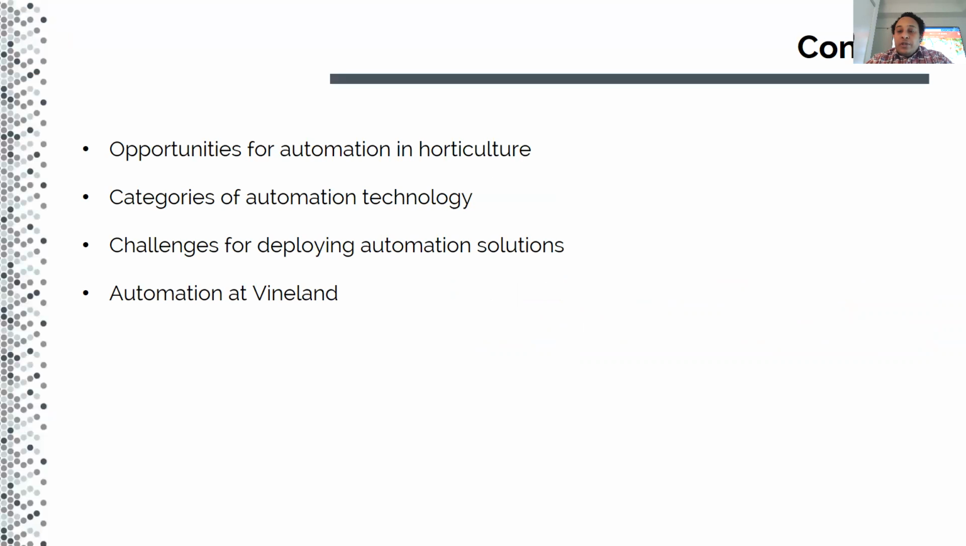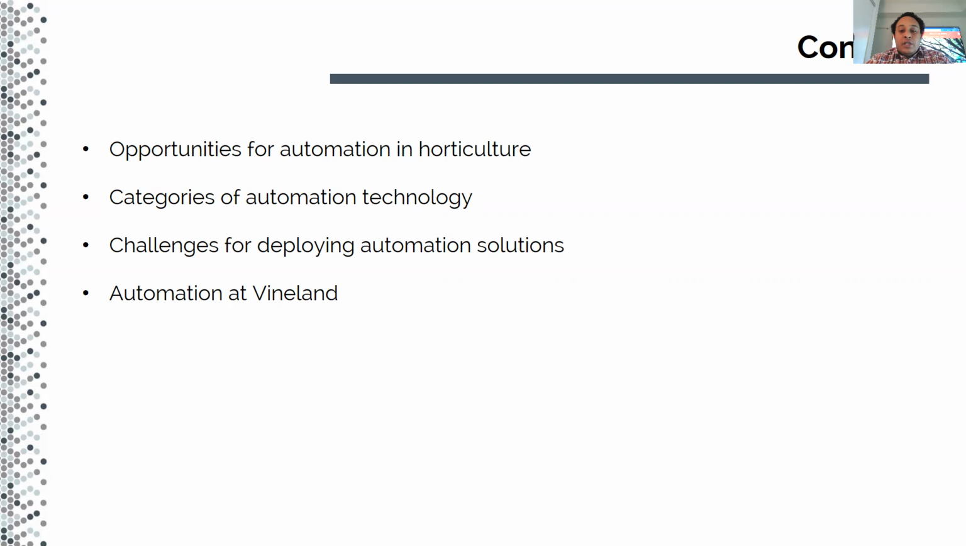Here's a look at the topics we'll be covering. We'll start by introducing the high level opportunities that exist for making use of automation in horticulture. Then we'll present the major categories or aspects of the automation. After that, we'll talk about the common challenges encountered when developing and deploying automation solutions. And finally, we will present a brief overview of automation research being undertaken at Vineland.